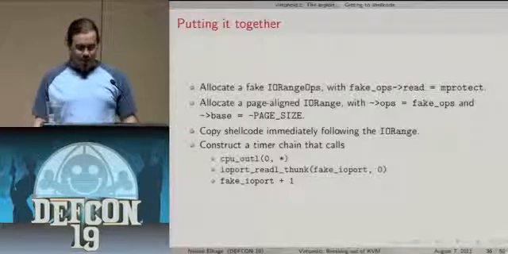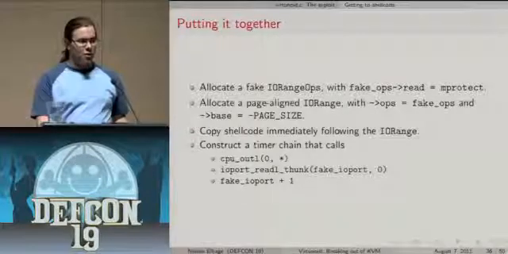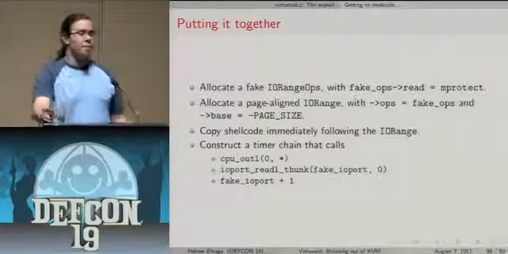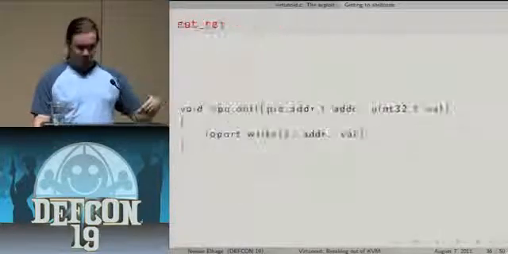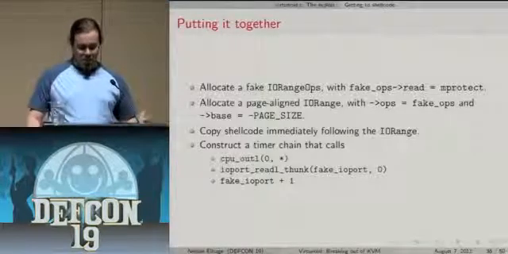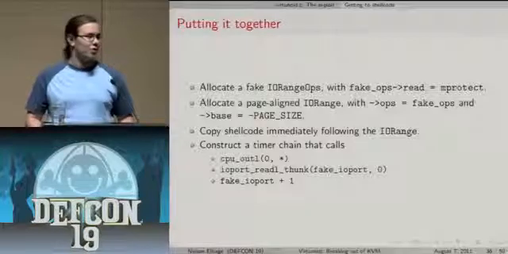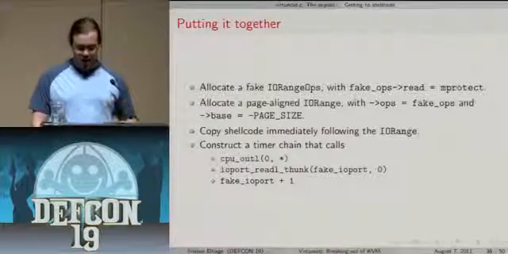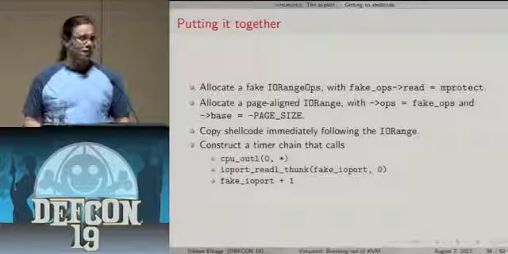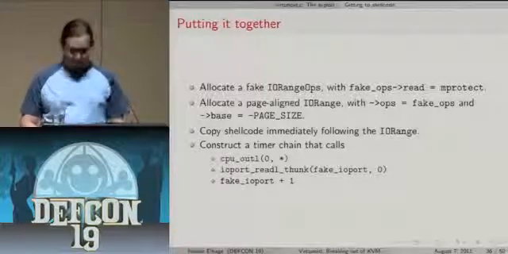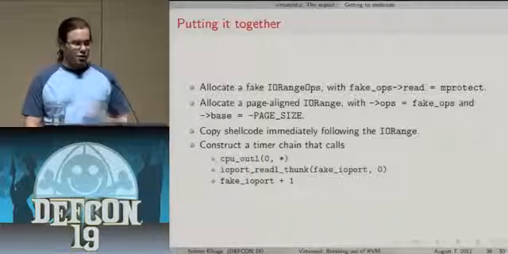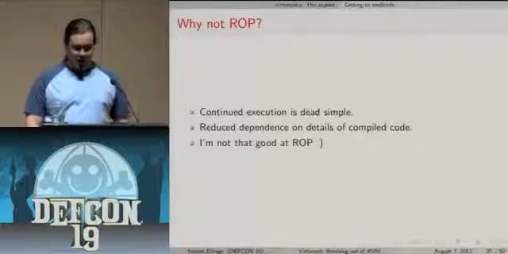And then we'll do this timer chain. We'll call CPU out L to set the second argument register to 0, because that happens to be a value that makes IO port read, IO port write up here harmless. And then we do this IO port read L thunk, which through this hilarious chain of indirection will result in an mprotect. And then we'll just jump right into that fake IO port +1, which is where we stuck our shellcode. All right. And so that works. Turn off ASLR, code up all the offsets right, and you've got code execution.